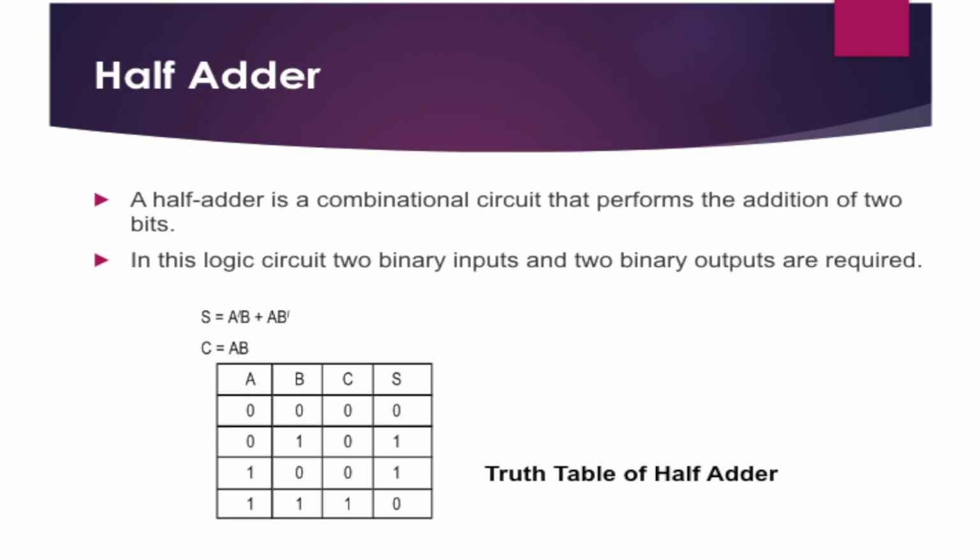Next we see the combinational circuits of adder and subtractor. First, adder: there are 2 types of adder. One is half adder and the other is full adder. First let us see a half adder. A half adder is a combinational circuit that performs the addition of 2 bits. So in this logic circuit, 2 binary inputs and 2 binary outputs are required.